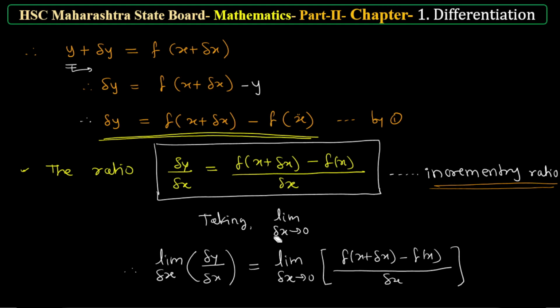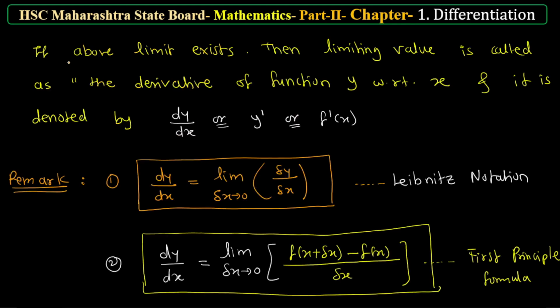Suppose you are taking limit delta x tends to 0 on both sides. Your limit delta x tends to 0 delta y upon delta x is equal to, here take limit delta x tends to 0 on right hand side, f of x plus delta x minus f of x divided by delta x. If above limit exists, then limiting value is called as the derivative of the function with respect to x.